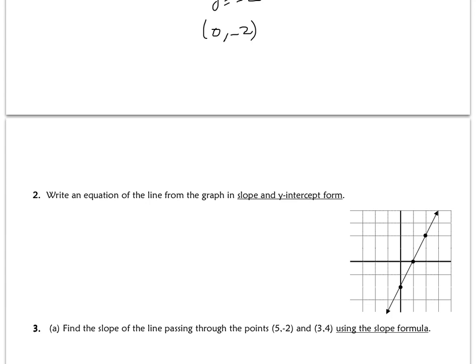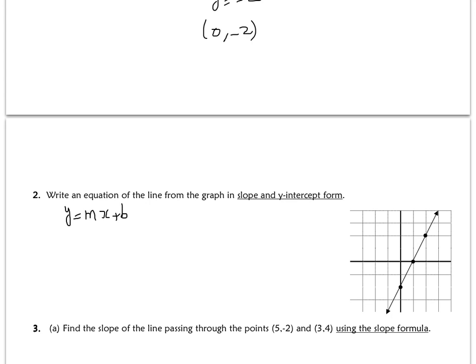In question number 2, we are supposed to find the equation of the line drawn in slope y-intercept form. Remember that slope y-intercept form of any line is given by y is equal to mx plus b.